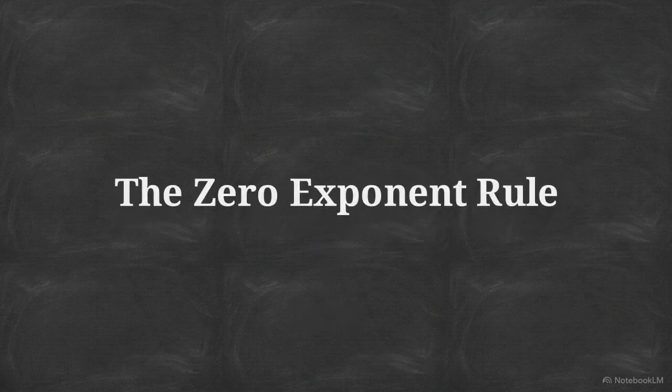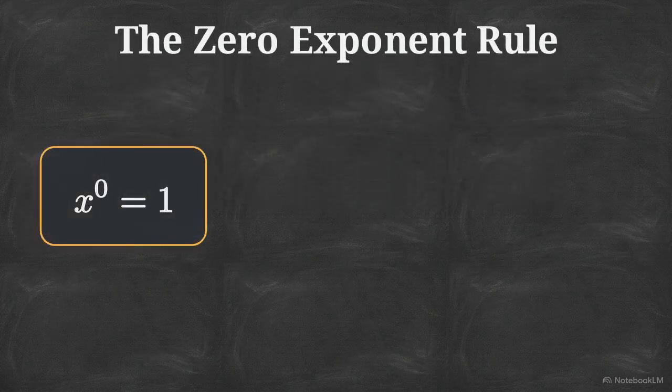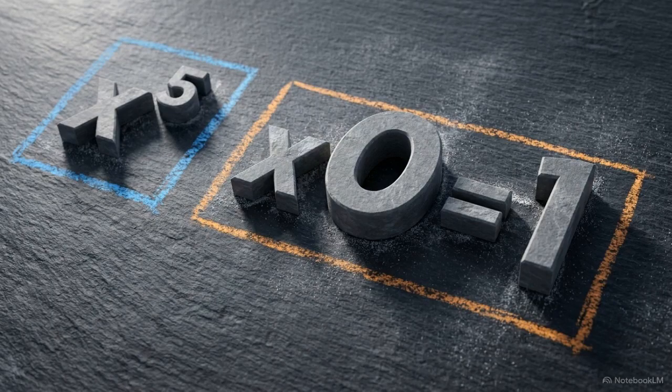Before we get to combining them, there is one absolute rule you need to know first, the zero exponent rule. Any base raised to the power of 0 always equals 1. It doesn't matter if the base is 5, a million, or a variable like x. If the exponent is 0, the answer is 1. Establishing these core definitions is the first step toward working with more complex expressions.